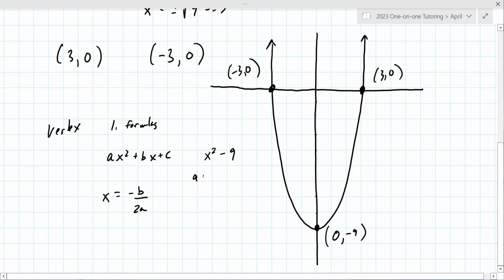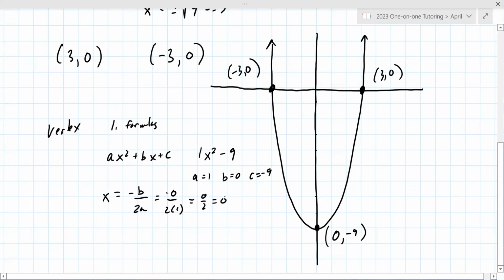What's the value of a? What's the number in front of x squared? 1. And b, is there a b? 0. C is -9 because it's the constant. Yeah. So minus 0 over 2 times 1 is 0 over 2 or 0.